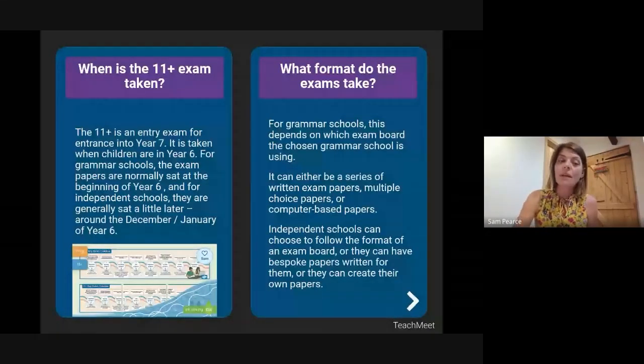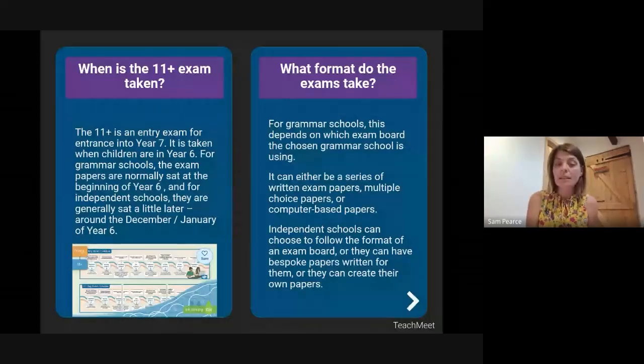In terms of which format do the exams take, well, once again, it changes from school to school. Generally speaking, for grammar schools, the format of the exams will depend on the exam board that the grammar school has chosen to use. And we're going to talk a little bit more about the different exam boards in a few minutes, but that will essentially determine the format. The 11+ exam papers can either be written exam papers, so long answered questions, or they can be multiple choice papers, or they can come as computer-based papers that are done online.